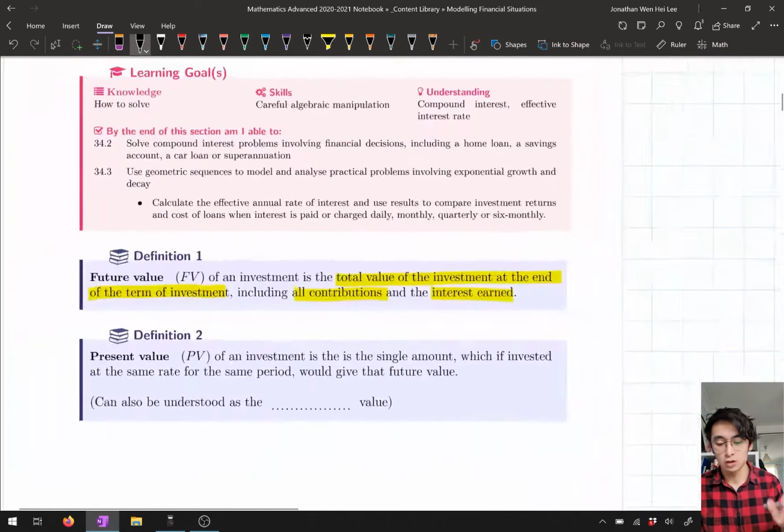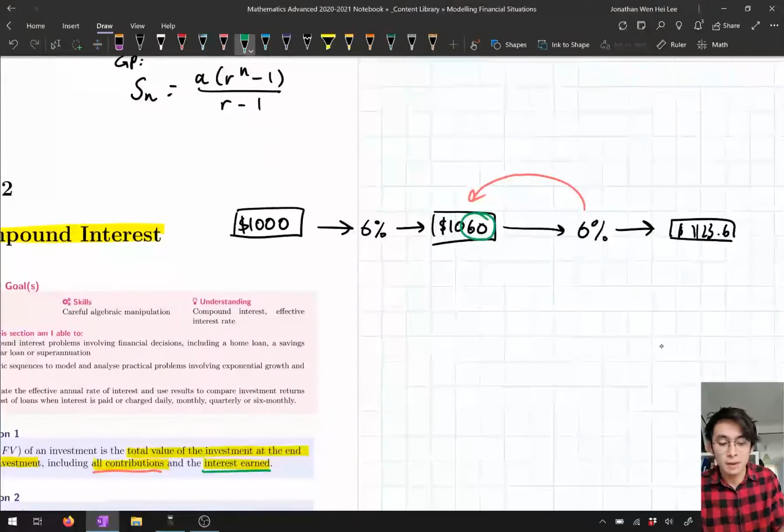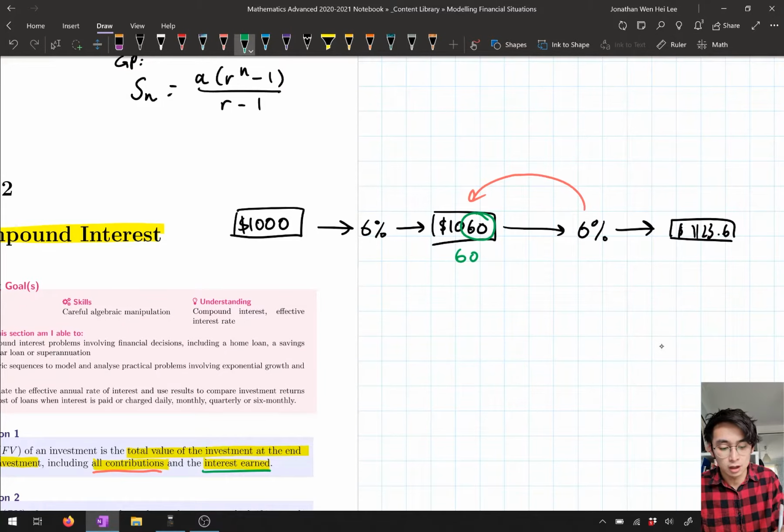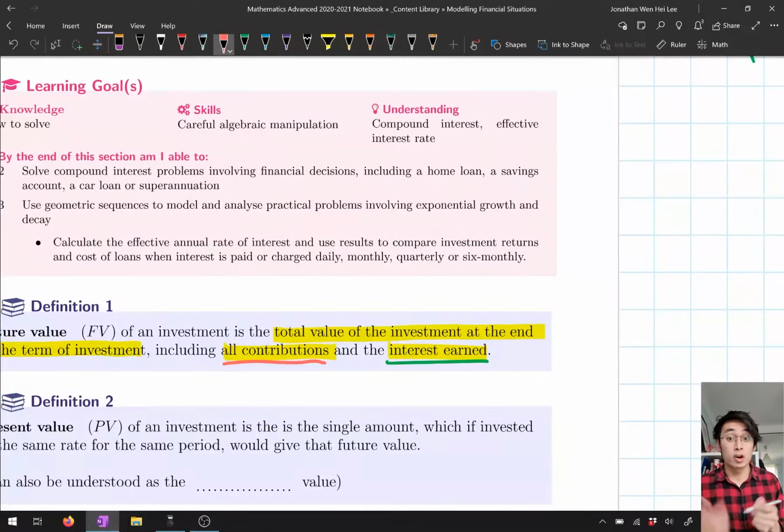Now here, there are actually two things to note. This includes all contributions and all interest earned. So every time we're adding on a new amount of interest, this one we added $60, this time I think we added $63.63. The future value includes all of that interest. But not only that, we're going to have a look later on in this topic at scenarios where people make contributions to the account. So all contributions.